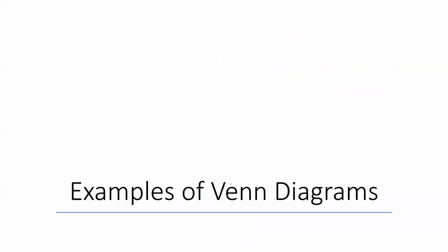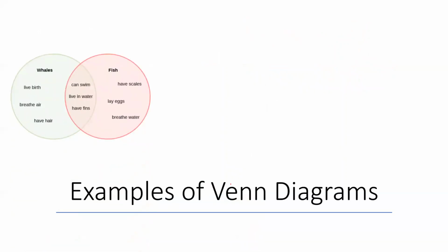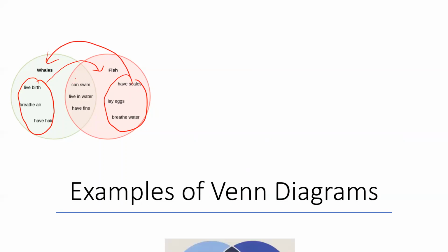A couple more examples of Venn diagrams. This diagram here shows the characteristics of whales and fish. We can see that these are characteristics that belong to whales, but not necessarily to fish. Vice versa here, we can see that these characteristics belong to fish but don't belong to whales. And then anything that's in between means that it belongs to both.